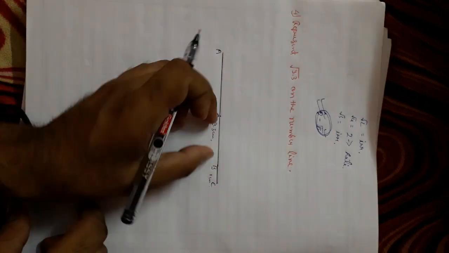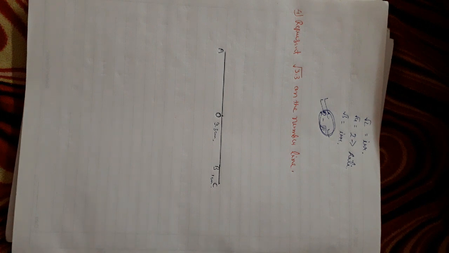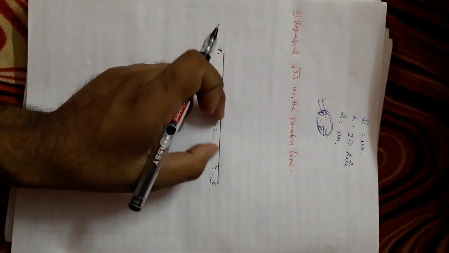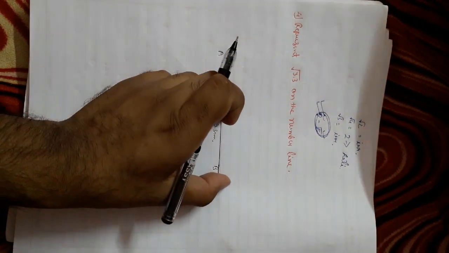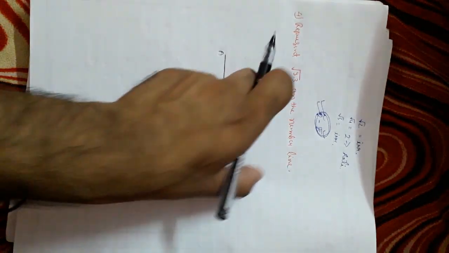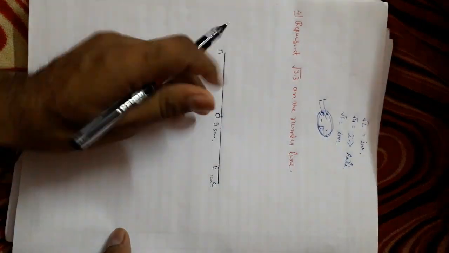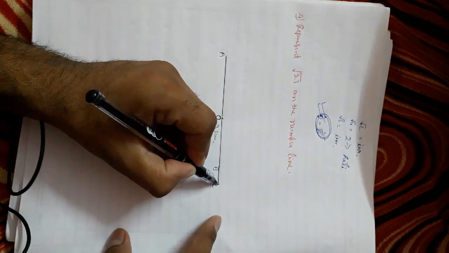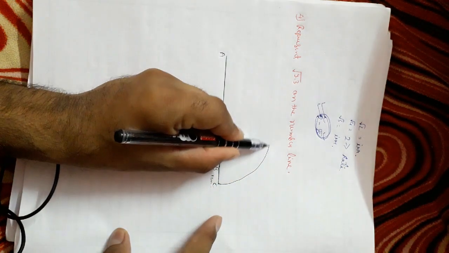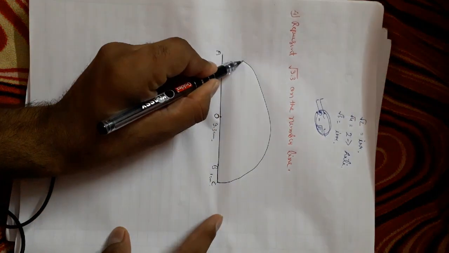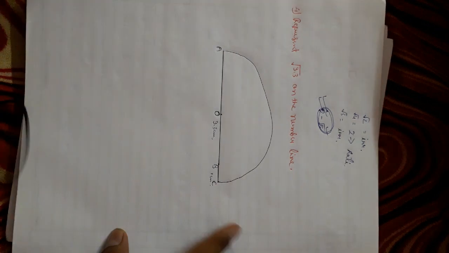Now OC and OA both will be equal. Now we'll take a compass and keep your compass here and draw a semicircle like this. So यहाँ compass को रखना है और एक semicircle बनाना है. तो वो semicircle ऐसे बनेगा, C से start होगा और वो जाएगा A तक.